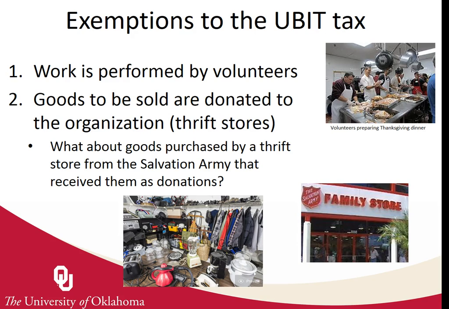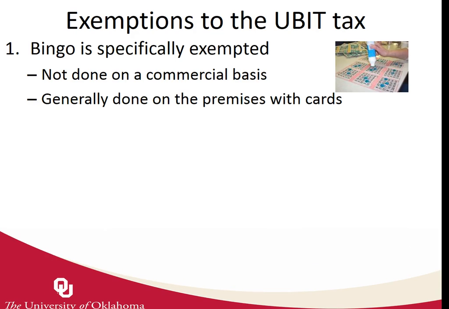What about goods that are purchased by a thrift store from the Salvation Army? The Salvation Army is a qualified nonprofit corporation, and the sale of the goods that they got would be nonprofit to the Salvation Army. But are those goods that have been donated to the Salvation Army, does that characterization carry over if those goods are purchased by another nonprofit thrift store? No. They purchase those goods, then that takes it out of the exclusion, and the sale of those items would be included in UBIT.